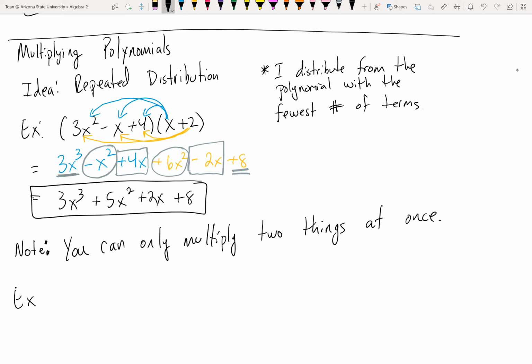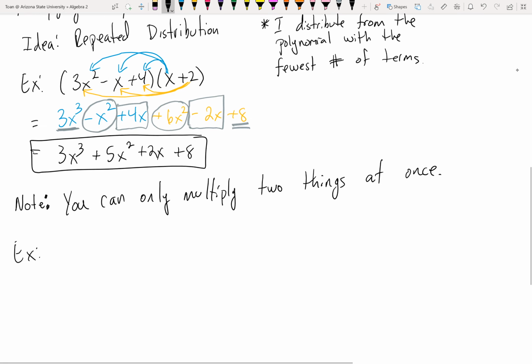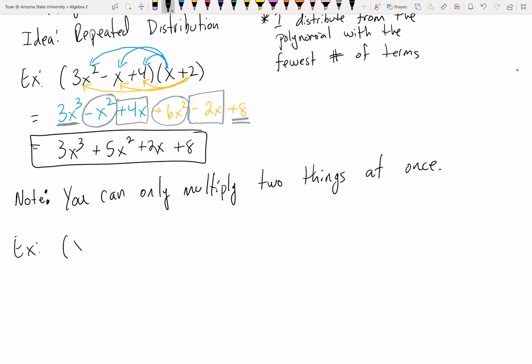Meaning, if I had an example that had to multiply more than two pieces, say x minus 3 times x plus 7 times x plus 1, you just go ahead and take it two at a time. You can't say, I'm going to distribute this to everything. That would be a false move. You can't do that. So you have to make a decision. Pick two to work with.